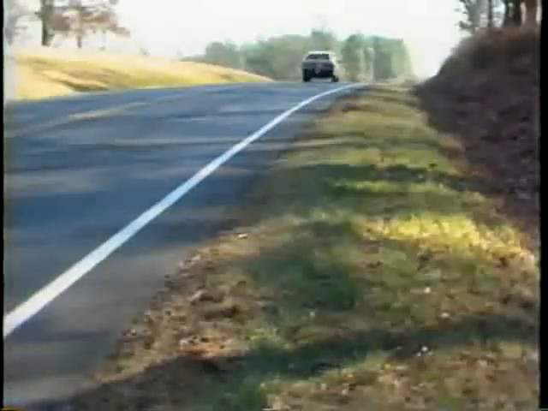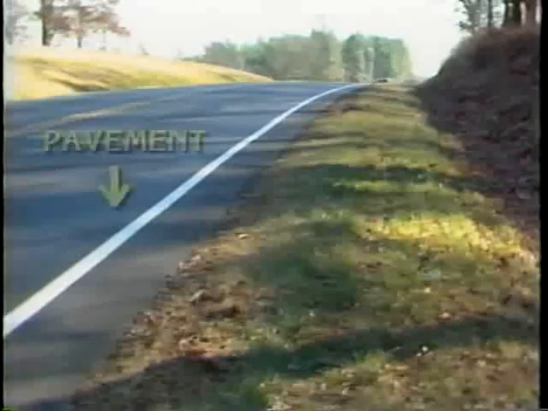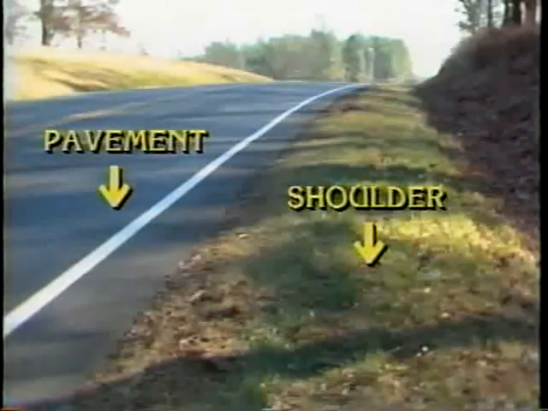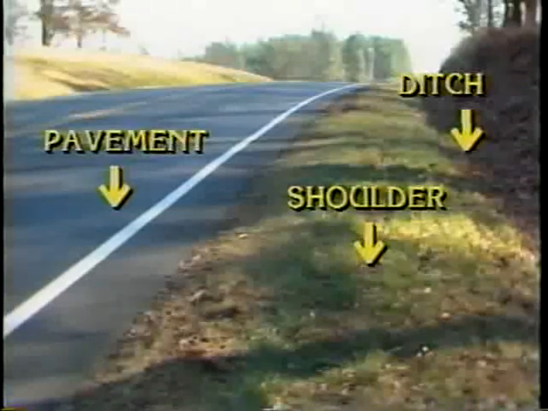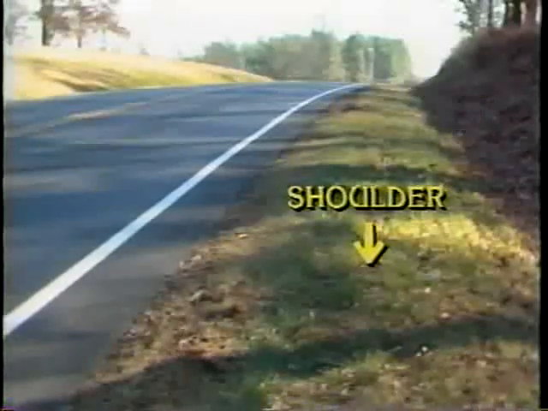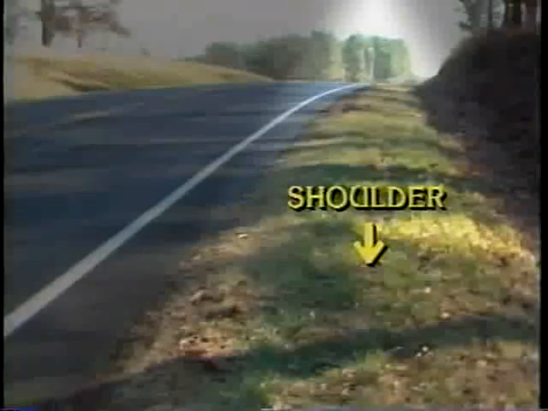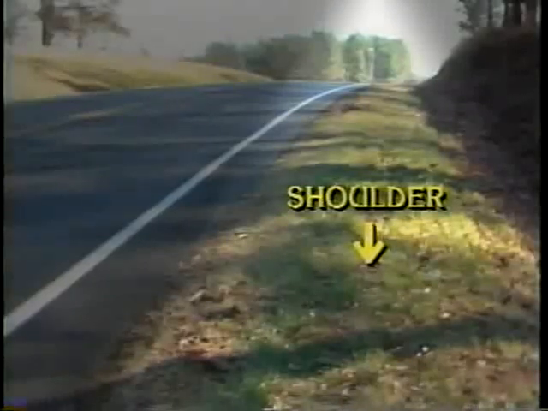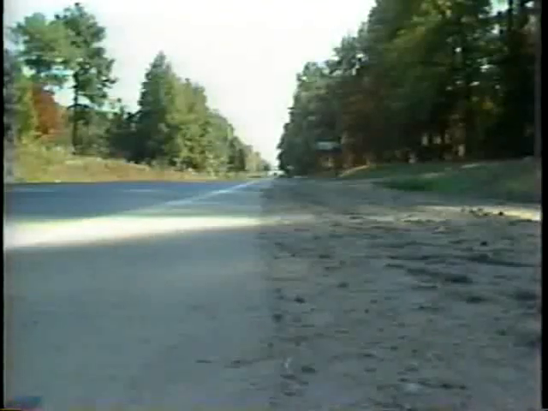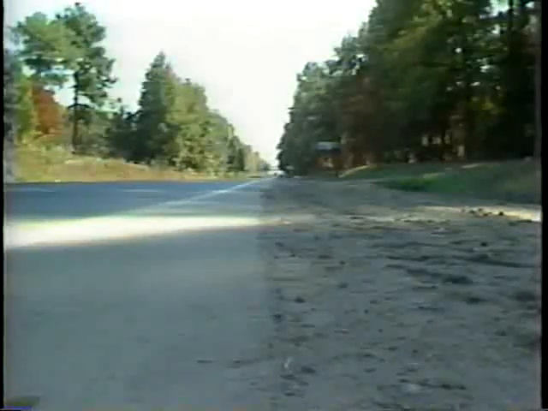In a roadway, each part of the road, the pavement, the shoulder, and also the ditch, has a specific function. The shoulder may be defined as the portion of the road between the edge of the travelway and the front slope of the ditch. What are the functions of a shoulder?